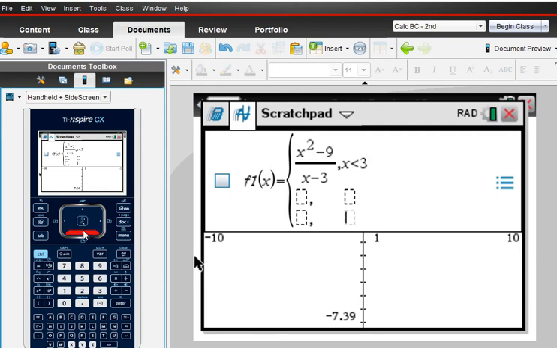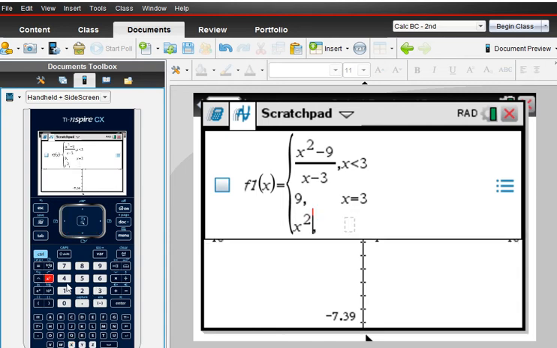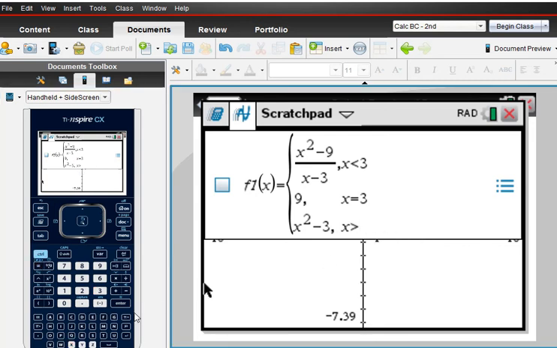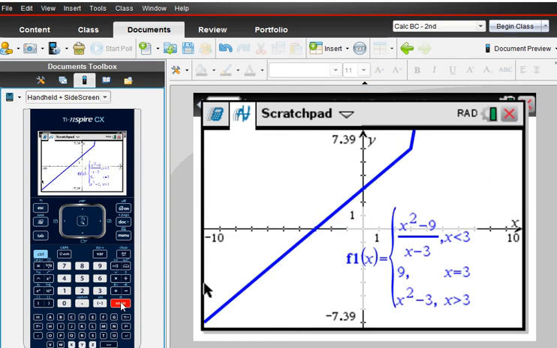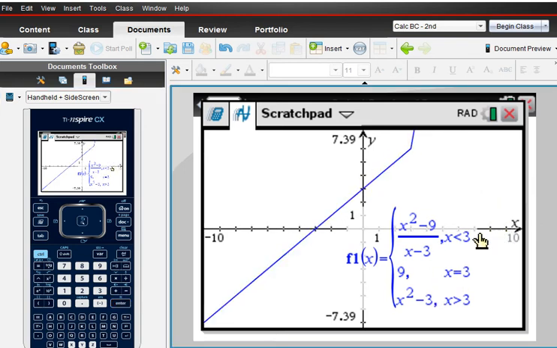Okay, and then next one. What's the next one? 9, right? So when x equals 3. And next one, x squared minus 3, where x is greater than 3. Okay, so let's see what it looks like. Wow, it's almost continuous. I can't believe that it's not continuous.